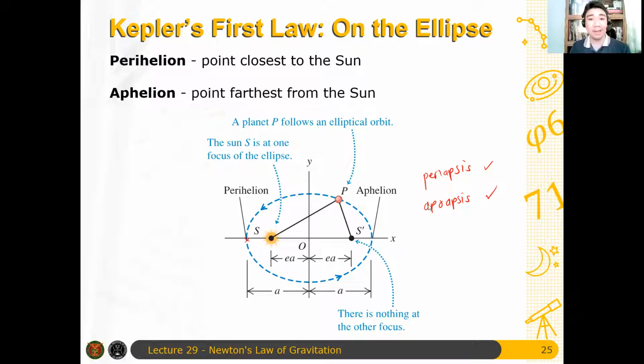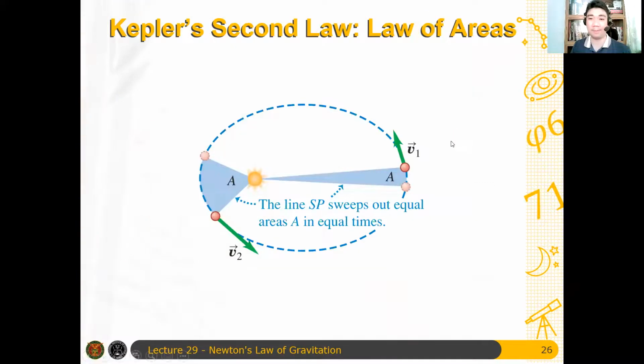Kepler's first law. Sinasabi lang niya na elliptical ang orbits ng mga planets. Okay, as to why it's elliptical, it has something to do with the total energy of the planet, which we will not discuss in this course for now.